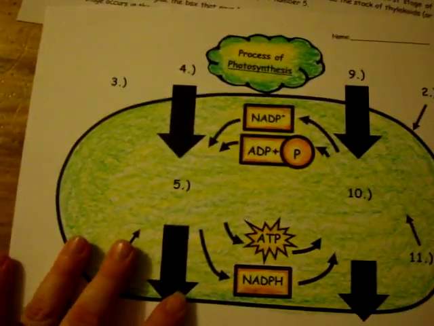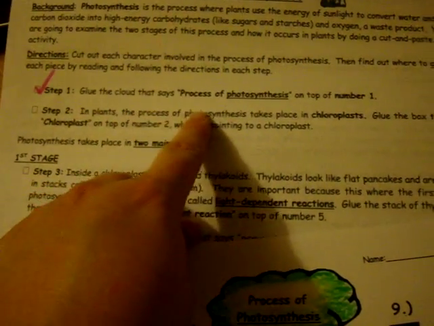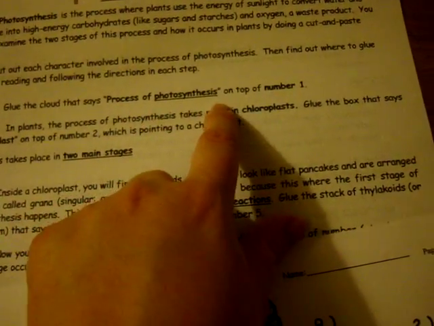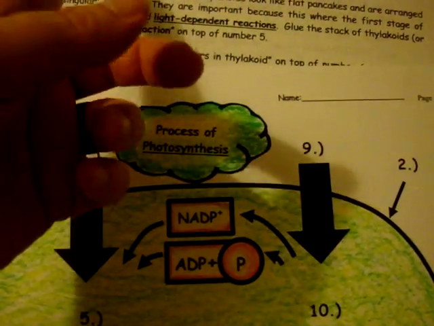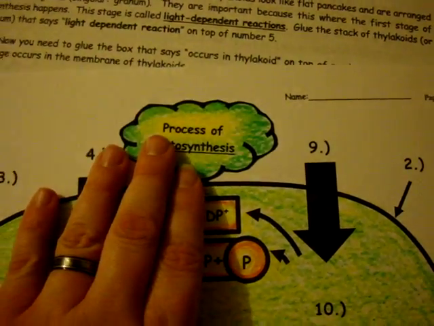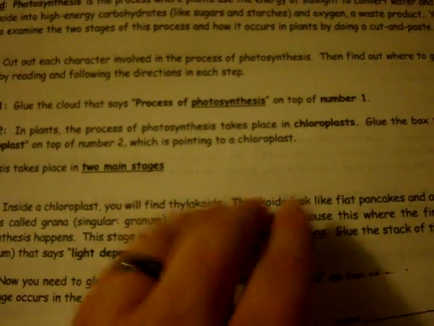So if you look right here, what they actually do is they will read, and it says for number 1, step 1, glue the cloud that says process of photosynthesis on top of number 1. Well, right here there was a number 1. So what I did was I took this little cloud, just like the directions said, and then I glued it on here. And then you can go to the next step, where it says in step 2, in plants the process of photosynthesis takes place in chloroplast.